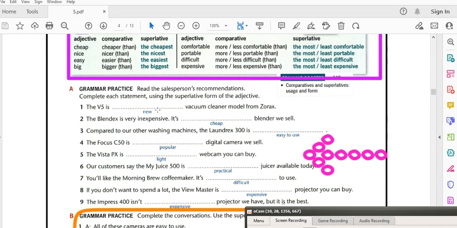The V5 is the newest vacuum cleaner model from Zorex. The Blendex is very expensive. It is the cheapest blender. The lead is very expensive. It is the least cheapest blender as well. Compared to our other washing machines, the Landrex 300 is the easiest to use. Look, the easiest to use.